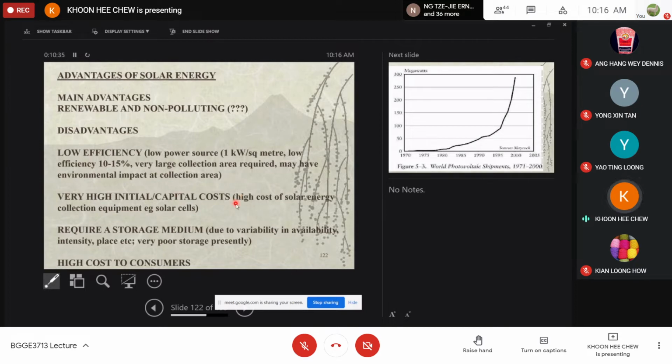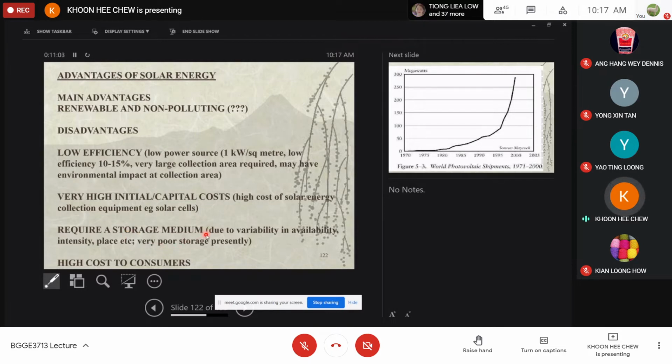And there is the high cost of solar energy collection equipment such as solar cells. Even though the price has dropped, it is still a very expensive one. China is one of the world's largest solar cell manufacturing countries. And it requires a storage medium. So you harvest the solar energy in the daytime, and after that, you need to store it.